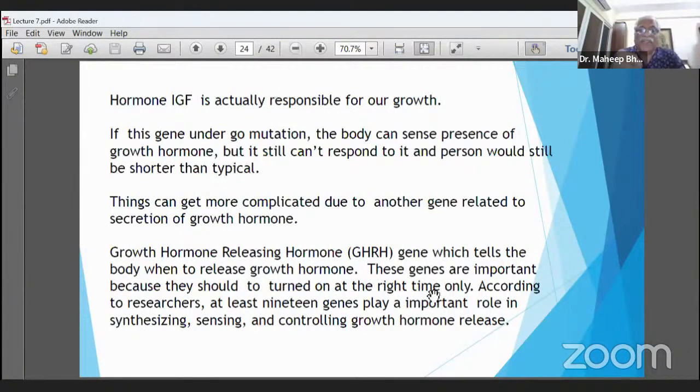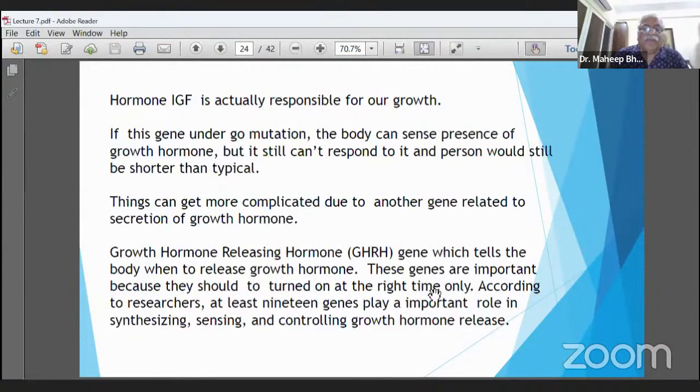And you can see that for just one function, like growth of the body, how many genes are involved. Growth hormone gene, growth hormone receptor gene, IGF gene, and there is another gene known as growth hormone releasing hormone gene, GHRH. This gene controls when the growth hormone is released. So if this gene GHRH is mutated, you can see how the effect will be produced in the cell.